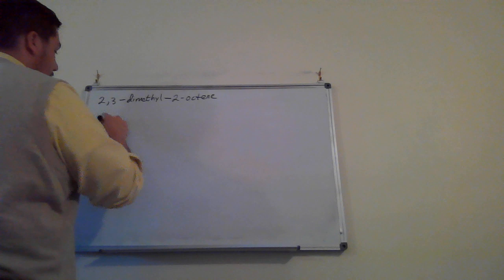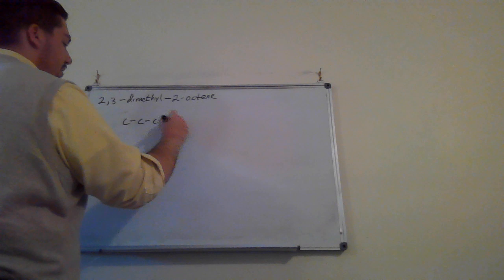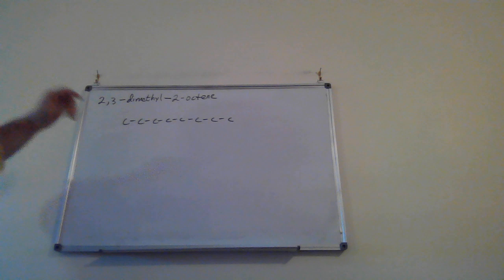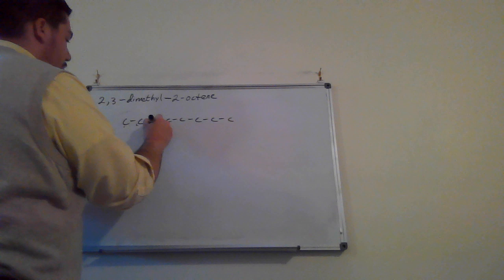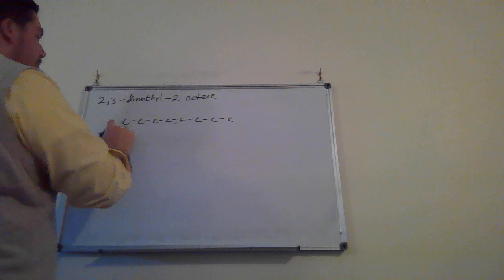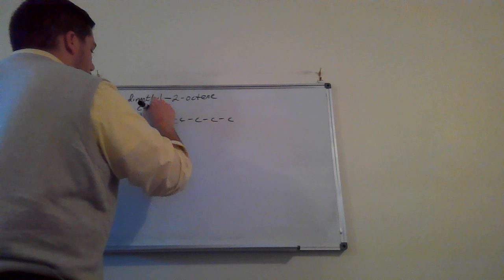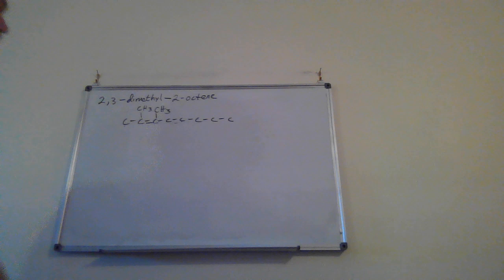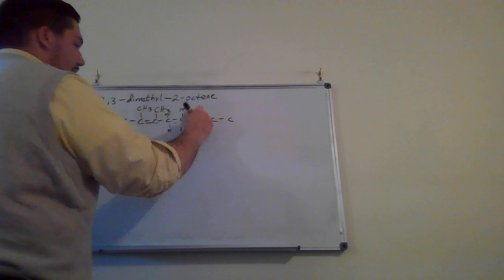So in the Lewis form, it would be H. Sorry, I shouldn't be drawing the H's yet. We're going to have 8 carbons in a row. C, 5, 6, 7, 8. Here we're getting a 2 at carbon number 2. So just for simplicity's sake, let this be carbon 1, 2, 3, 4, 5, and so on. So at carbon number 2, we have a methyl. At carbon number 3, we have a methyl. We also have a double bond. Okay? Because of the 2-octene. The rest of these would be H's. So just add enough H's till this makes sense.